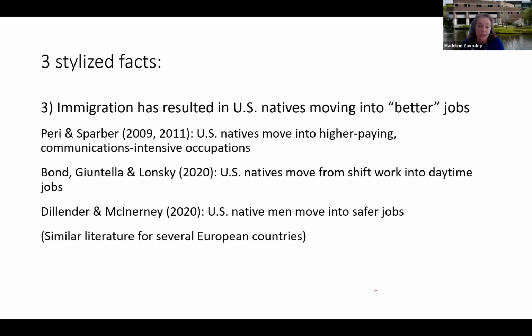Again, we're not going to look at the high end of the labor market very much here. Bon, Giantella, and Jablonski have some very interesting work recently looking at U.S. natives and immigrants moving across time of day when they work, weekdays versus weekends, and immigration appears to cause U.S. natives to move into better jobs in terms of being out of shift work, be that nights or weekends. And then Dillander and McInerney again have this recent paper where they look at U.S. native men, and only men, moving into safer jobs as a result of immigration. So there's some previous evidence that our paper is going to add to, as I'll talk about in a minute, but is very consistent with. And there's also a nice literature for European countries that finds somewhat similar results.